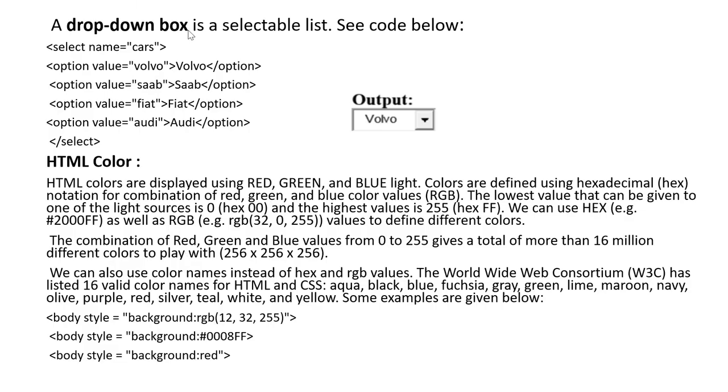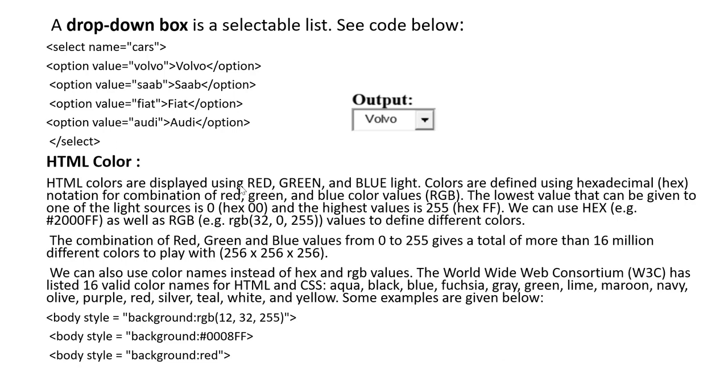A drop down box is a selectable list. Select name cars. Option value 1, Volvo. Option Saab, Fiat, Audi. We can use a drop down box for a selectable list. Okay, this example will provide this output. You can check it in the code editor by typing this example.